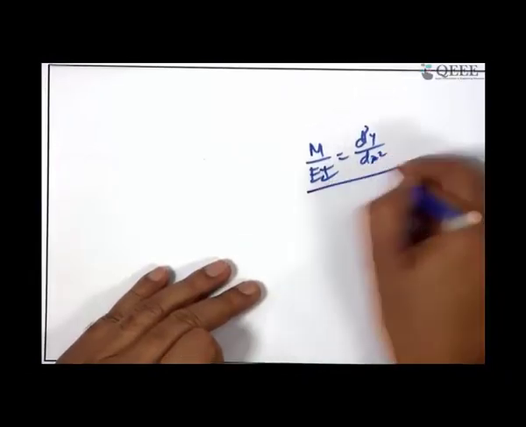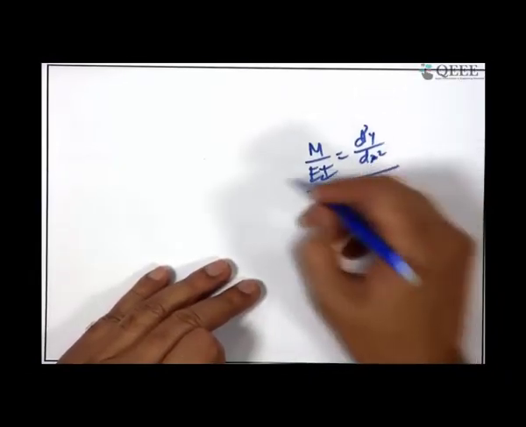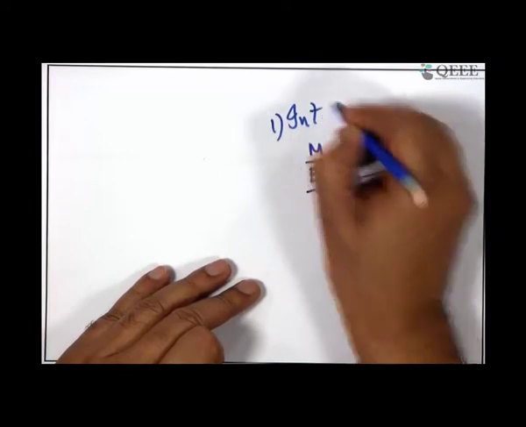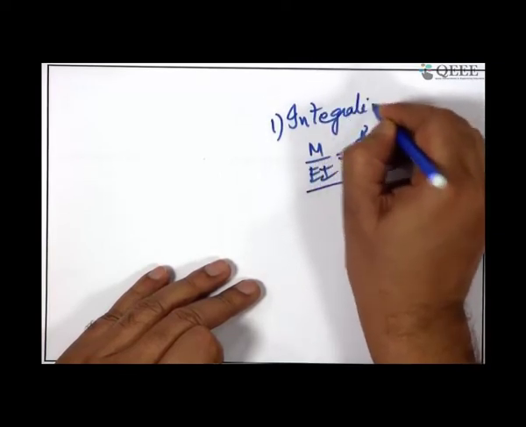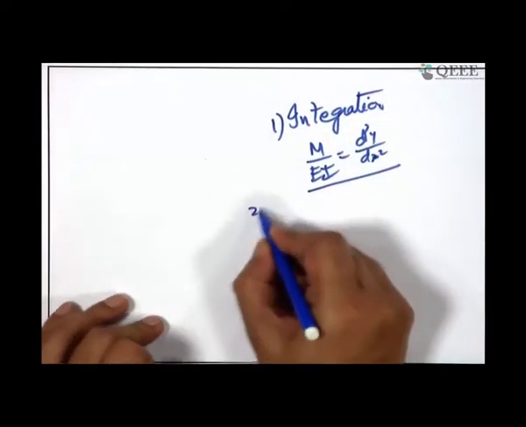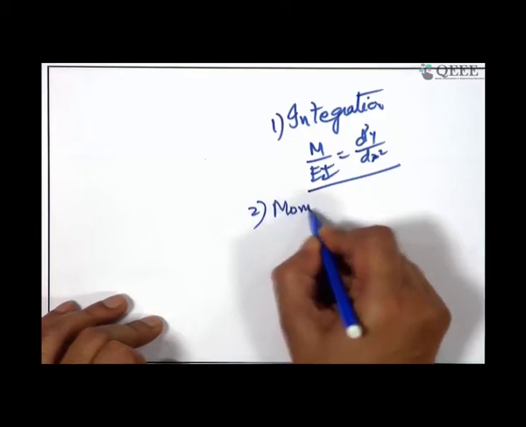So, M by EI can be related to the curvature, which is d square y dx square, and then I can integrate it. This is the curvature, and I can integrate it and find out the values. One option is the integration method, or we can use, better, the moment area theorems.